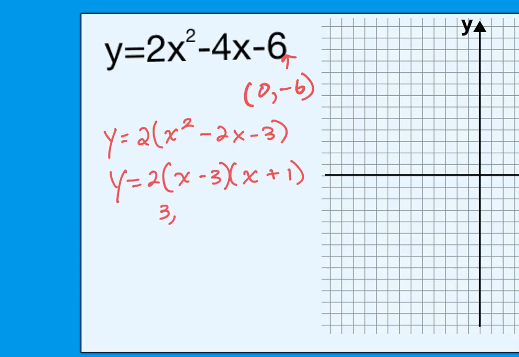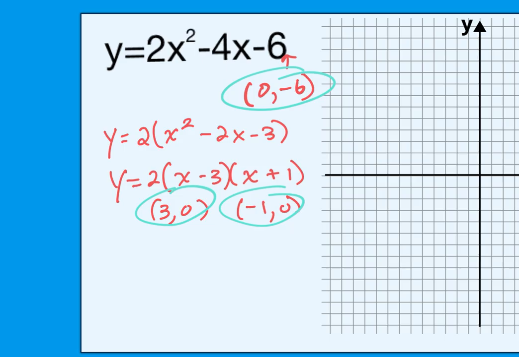We're going to have 3, 0. That looks familiar. And negative 1, 0. So already, again, we have 3 points. Next, we want to complete the square. Y equal to, we're going to have a 2. I'm going to factor the 2 out of the first 2 terms, x squared minus 2x, parentheses, minus 6. Great. Now, we're going to take the b divided by 2 squared.